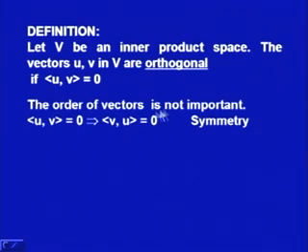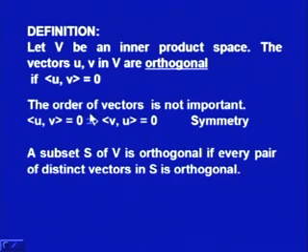Here the order of vectors is not important, because if the inner product of u comma v is equal to 0, then the inner product of v comma u is also 0 due to symmetry. So, if u is orthogonal to v, then v is also orthogonal to u. Now, a subset S of V is orthogonal if every pair of distinct vectors in S is orthogonal.